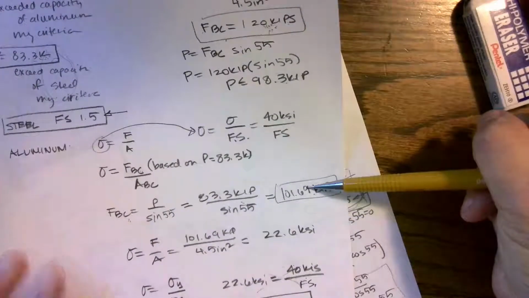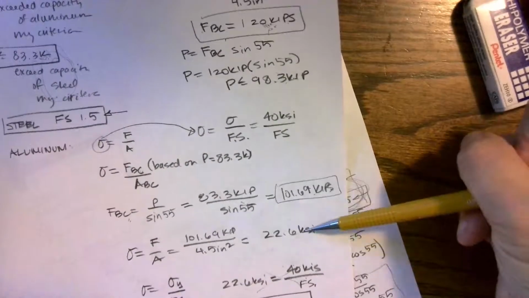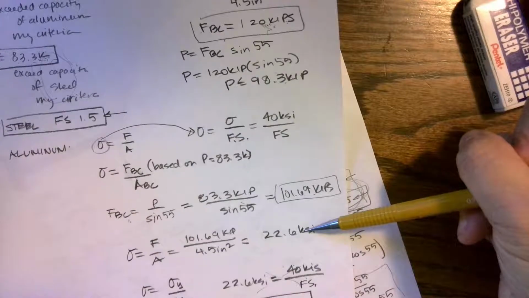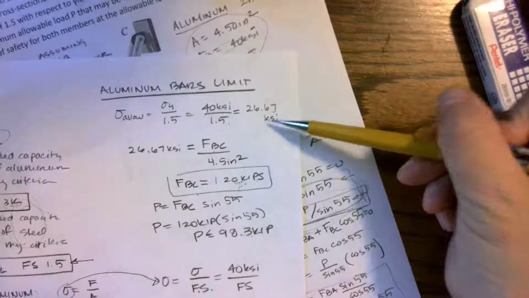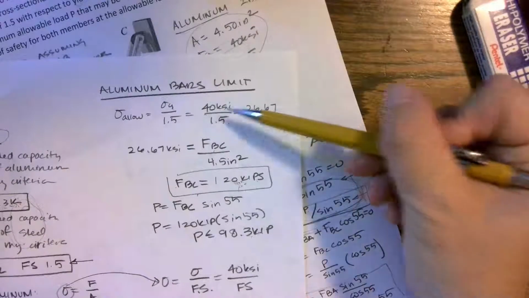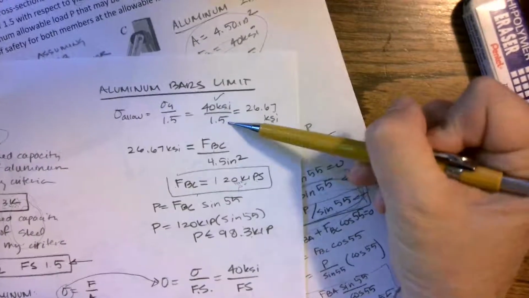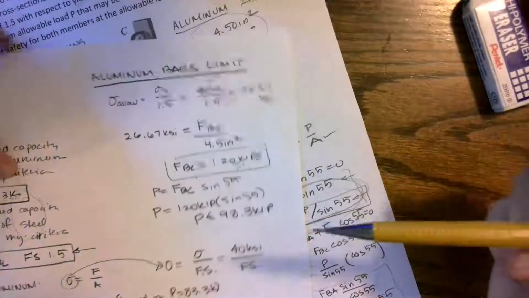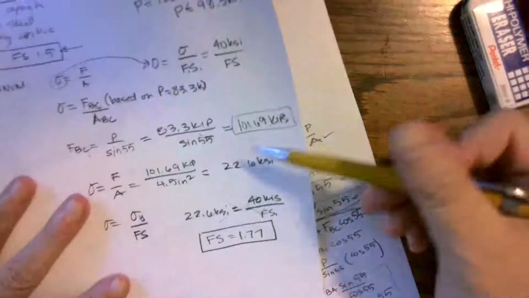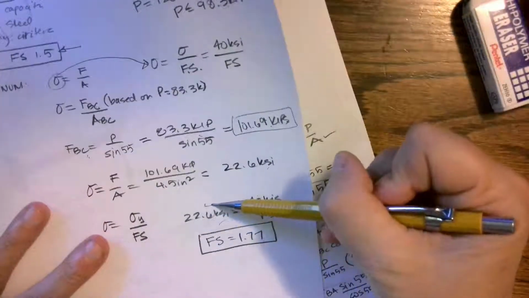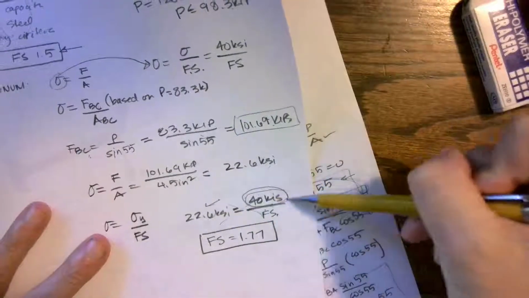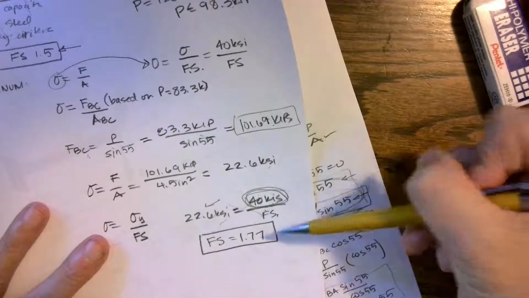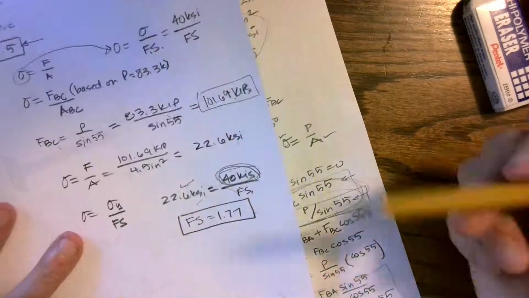Because we had a smaller internal force, we had a smaller stress in our system. Because we were going to be allowed 26.67 in the aluminum based on the material property and our factor of safety. But again, we had to use a smaller value. So we have a smaller stress. Because we now have a smaller stress associated with that 40 KSI of yielding, we end up with a larger factor of safety.